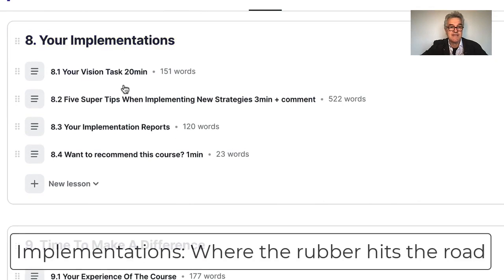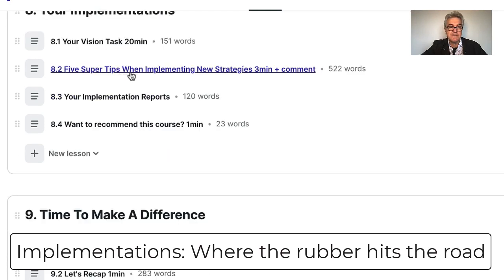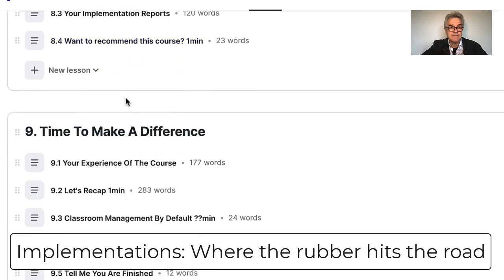And this is the implementation section. So we have a vision task. There's an unusual left of field task I'm going to get you to do, which could completely change your future. Some tips to follow when you're implementing new strategies. Your implementation report. So for every strategy you implement, I'd like you to write a little short paragraph on how it went. And it's really fantastic to read other people's implementations.